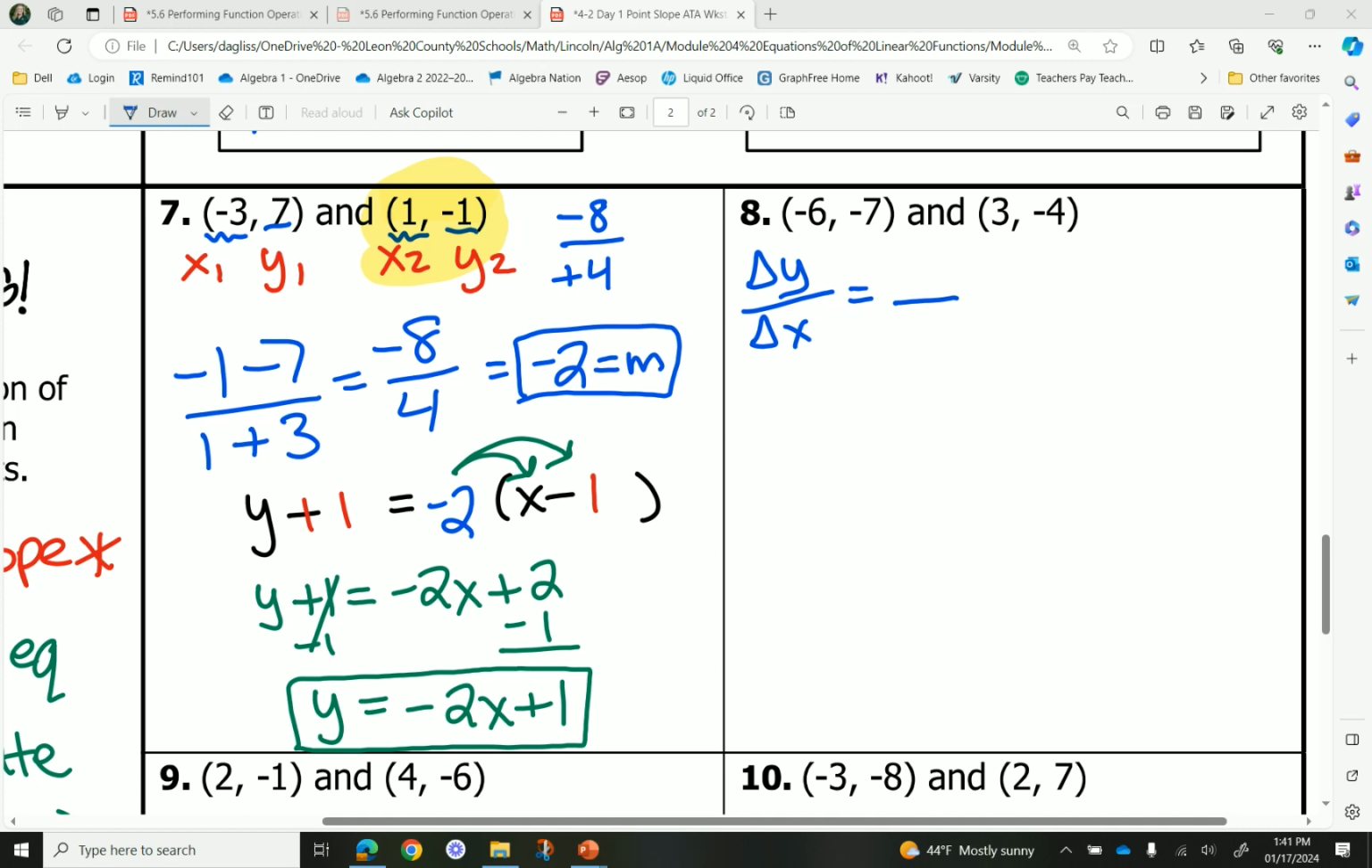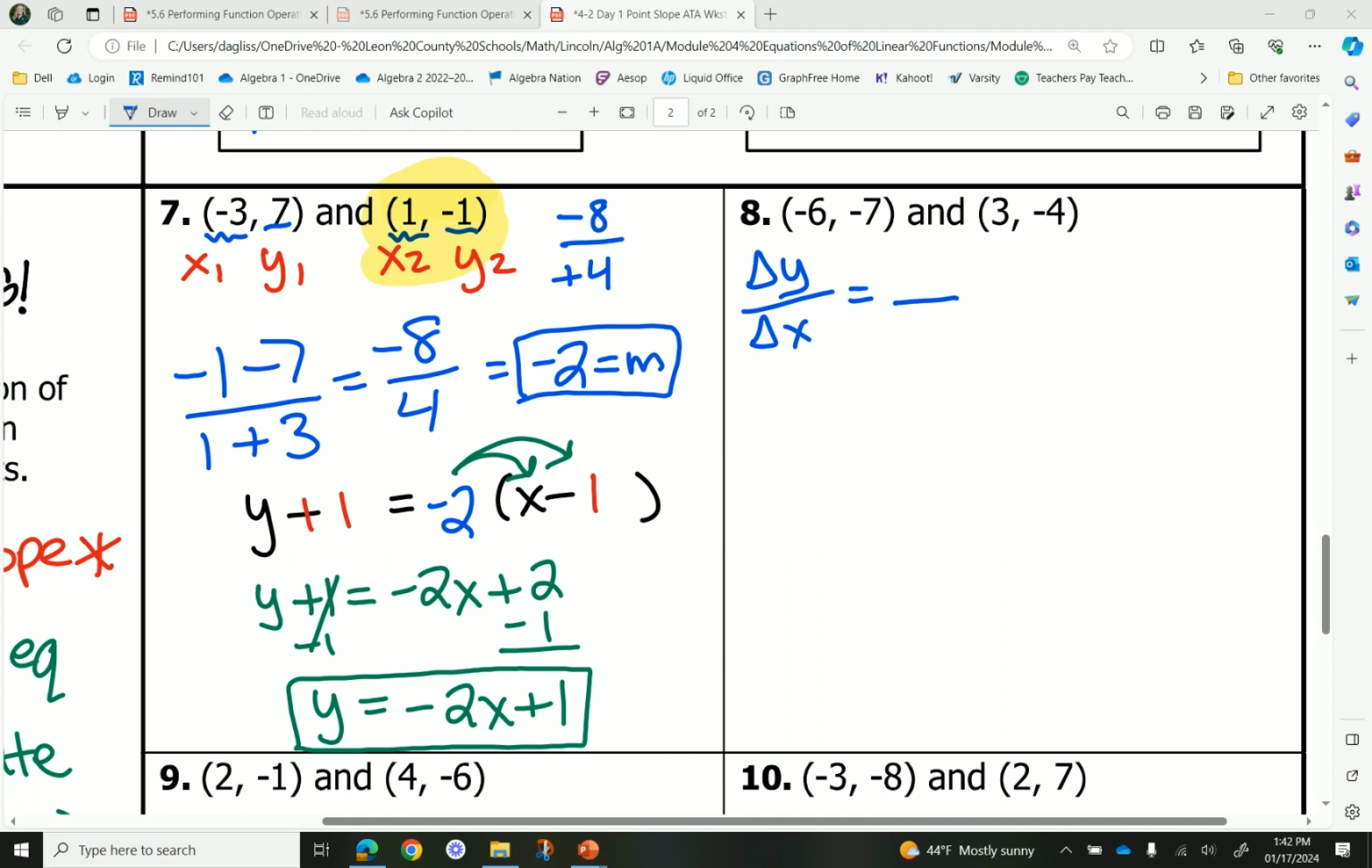Okay, with number 8, finding my slope, I'm going to stick to looking at how they change. So my first point is negative 6, negative 7. My second point is positive 3, negative 4. Remember, this is x, y, x, y. So let's look at my y's. That's the negative 7 and the negative 4. How did negative 7 go to negative 4?